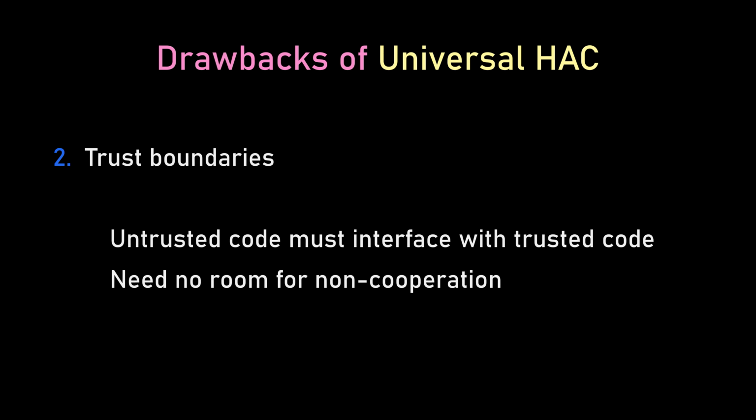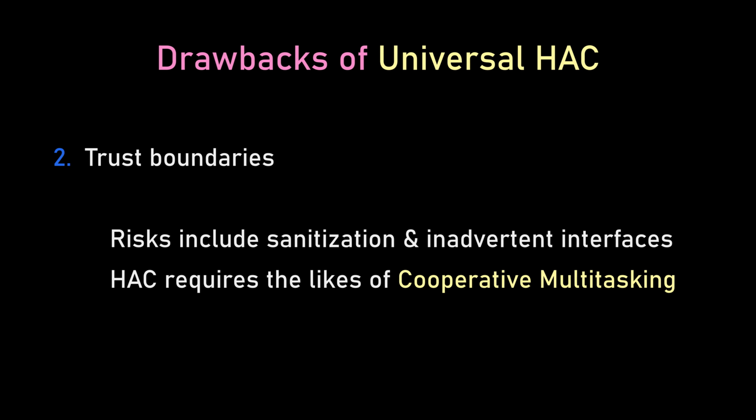Naturally, untrusted code must often interface with trusted code. In this case, we must ensure there's no room for non-cooperation across the trust boundary. Common risks when crossing trust boundaries include failure to adequately validate and sanitize user input, and inadvertently exposing powerful interfaces that attract system faults, or that open up a gateway for malicious acts.